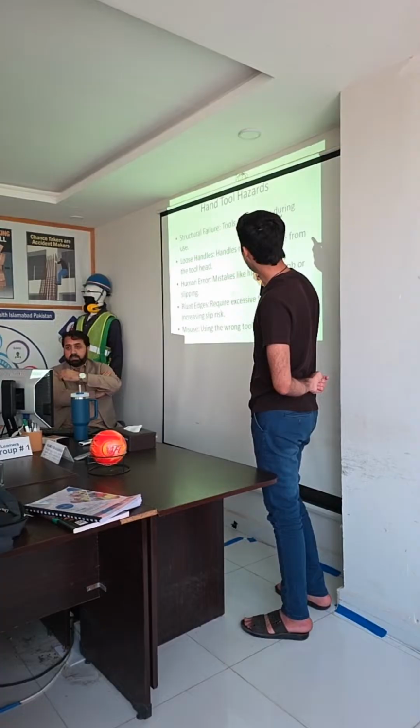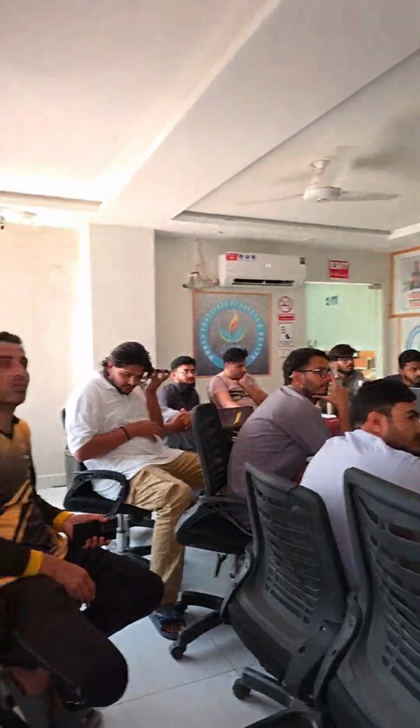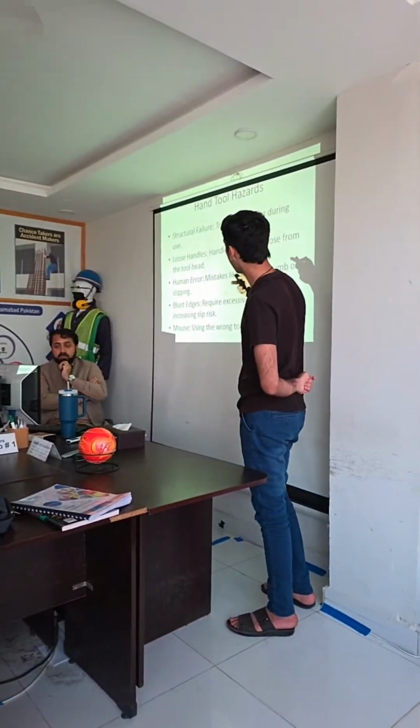Then it comes to hand tools and their hazards. Okay, so basically the first one is structural failure, like tools may shatter during use, and loose handles, like the head of the hammer coming off its handle. Handles may come loose from the tool head.